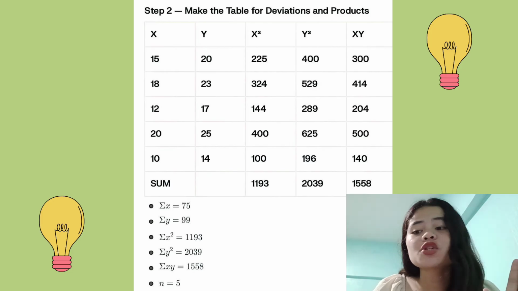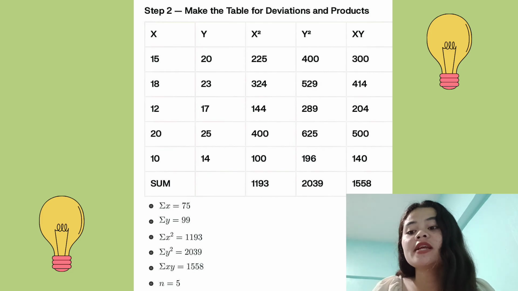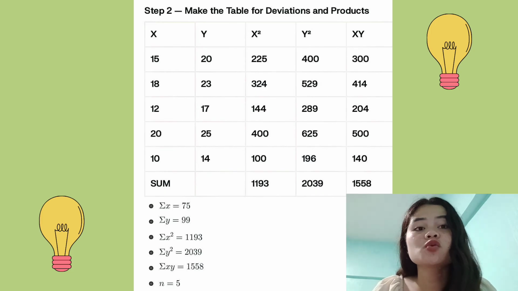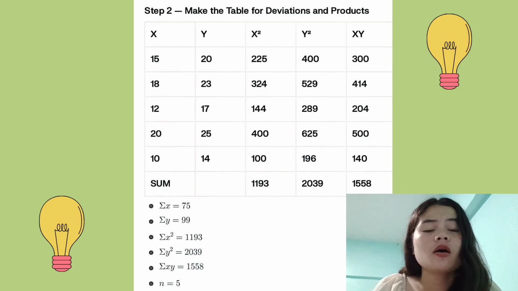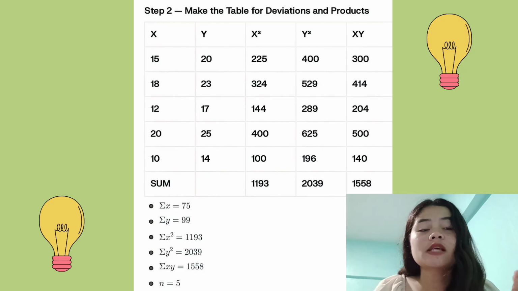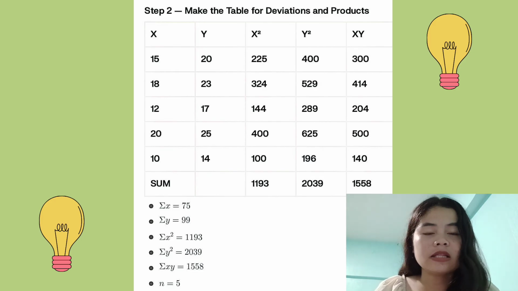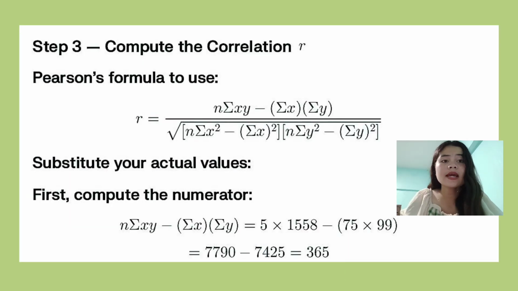So, summation of x squared, we have 1193. And for the summation of y squared, we have 2039. And for the summation of xy, we need to multiply the x by the y. So, we have the total 1,558. So, for our step 3, we will use the formula for the percent correlation.